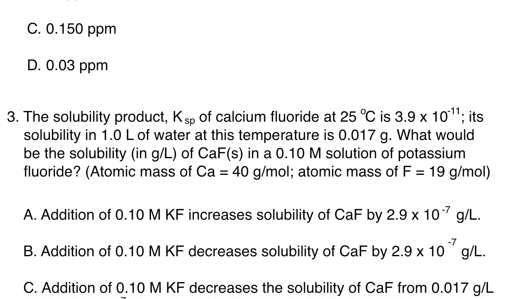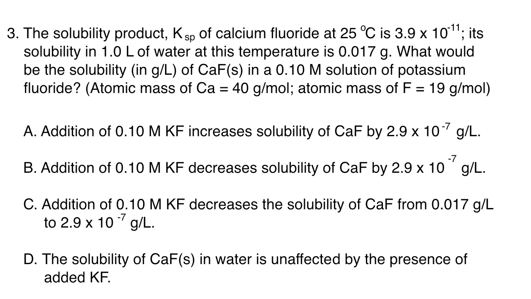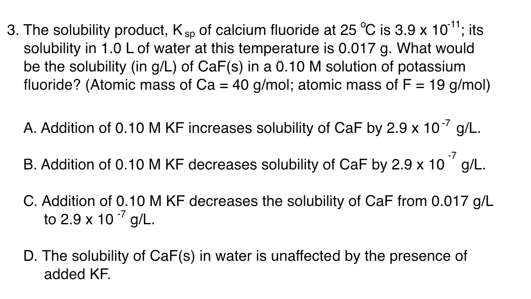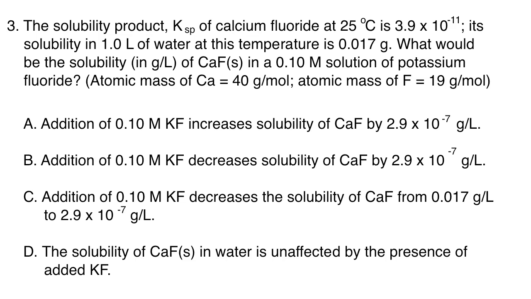And then finally, number 3, this one will take the longest, it'll be the most work. The solubility product, KSP, of calcium fluoride at 25 degrees Celsius is 3.9 times 10 to the negative 11th. Its solubility in 1 liter of water at this temperature is 0.017 grams. What would be the solubility in grams per liter of calcium fluoride in a 0.1 molarity solution of potassium fluoride? And then you can see the atomic mass given there for calcium and fluoride. Right? And then here are the answers here.